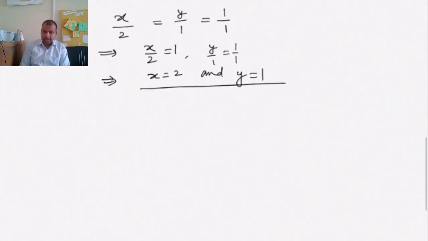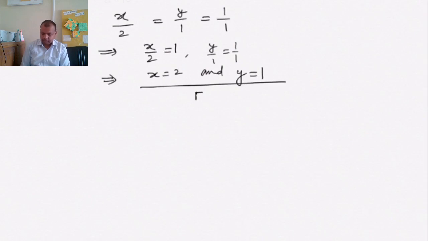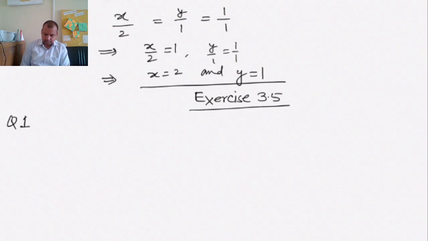Now let us come to the exercise 3.5. Question number 1. The question is, which of the following pairs of linear equations has unique solution, no solution, or infinitely many solutions? In case there is a unique solution, find it by using cross multiplication method. So let us take the first part of this question 1.